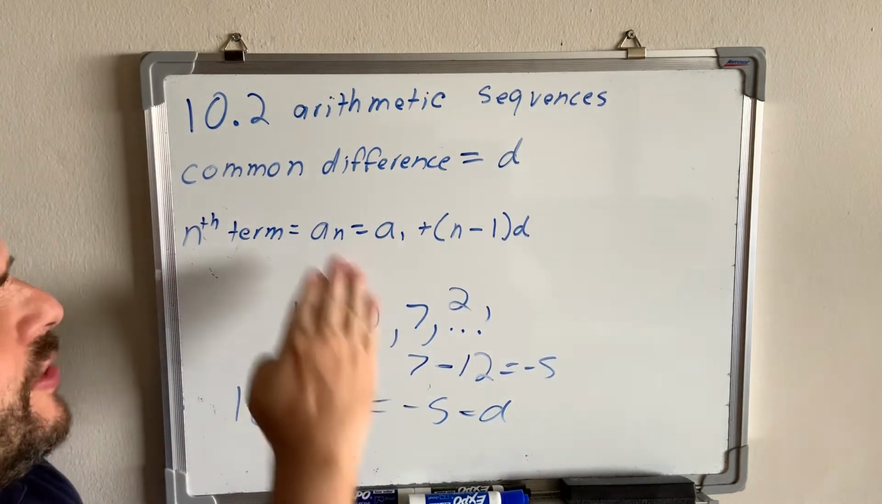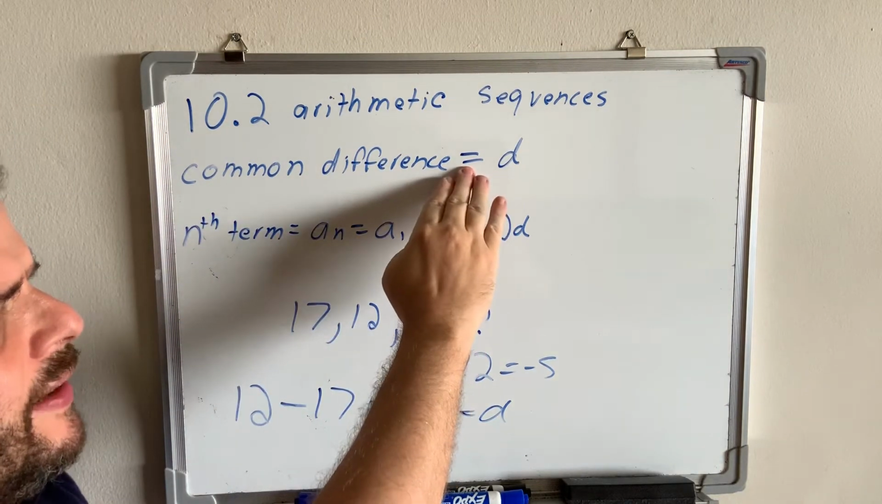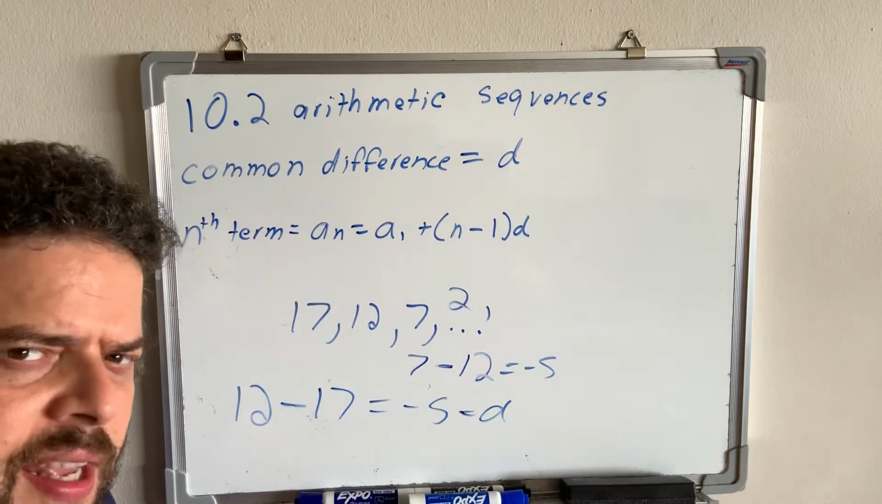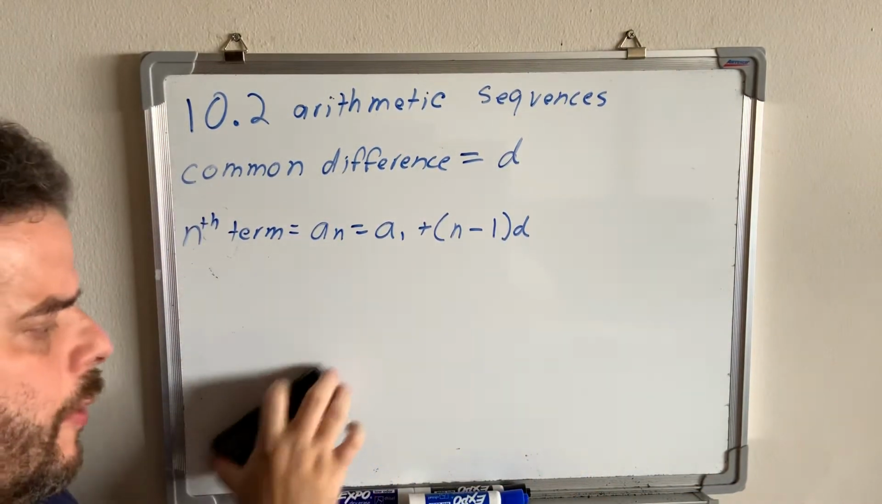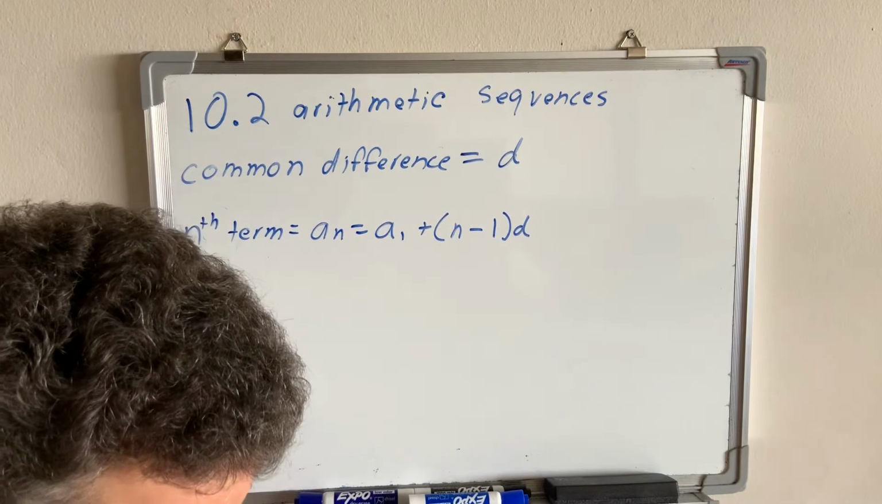Remember, that number is called the common difference, and it is represented by the lowercase letter d. That's it for example 1. Pretty straightforward and very simple.